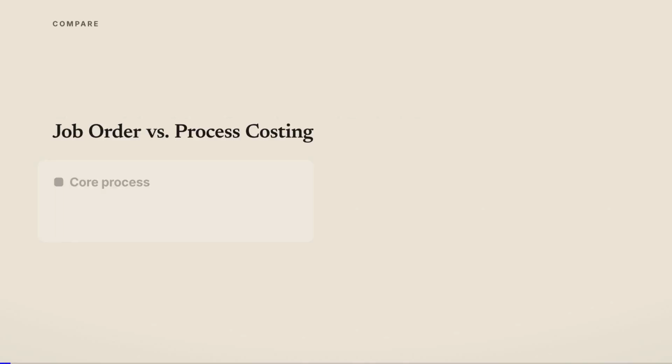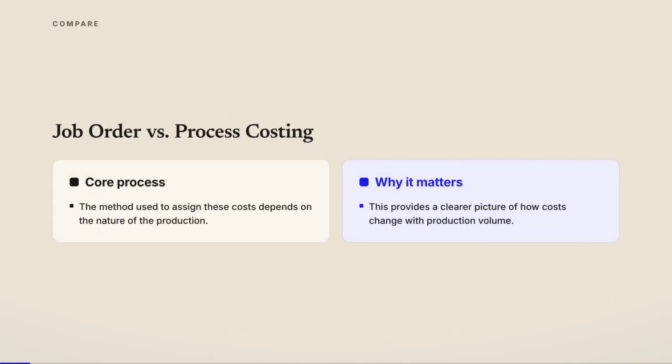The method used to assign these costs depends on the nature of the production. If a company produces unique, custom-made items, it uses job order costing. Imagine a construction firm building a custom home or a law firm handling a specific case. They track every dollar of material and labor to that specific job. On the other hand, if a company mass produces identical items in a continuous flow, like a refinery producing gasoline or a factory making thousands of identical soda cans, it uses process costing.